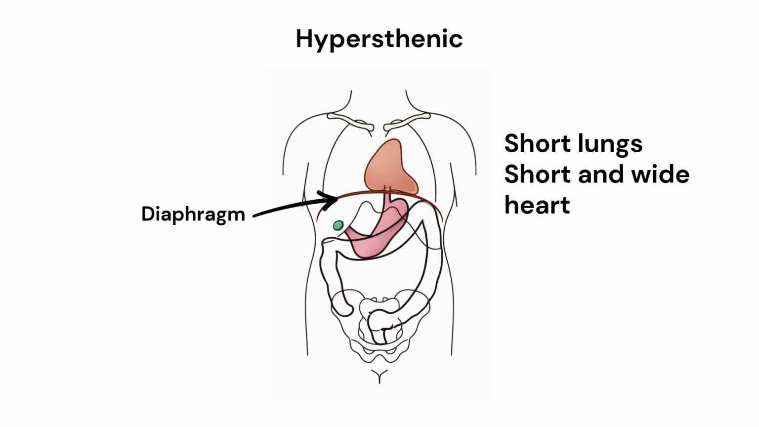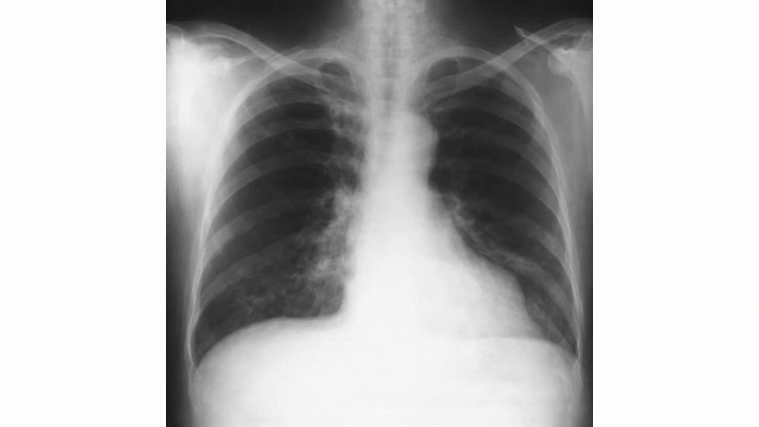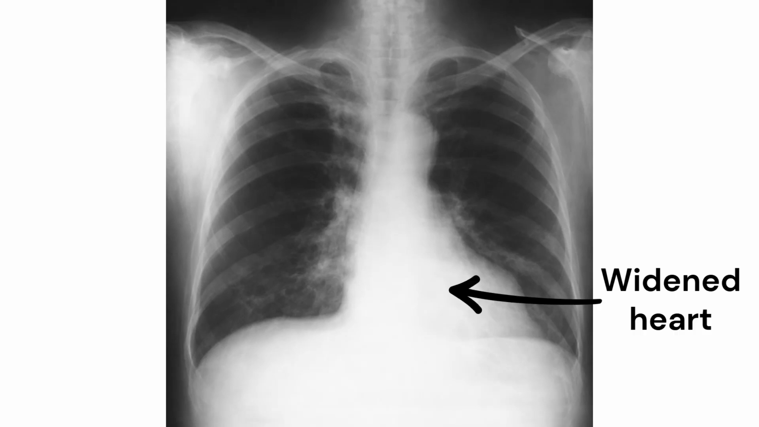The heart often assumes a more transverse or horizontal orientation. On a frontal chest radiograph, this can create the impression of a widened cardiac silhouette. It is important to understand that this appearance may be completely normal for that patient. A horizontal heart in a hypersthenic patient should not immediately suggest pathology.